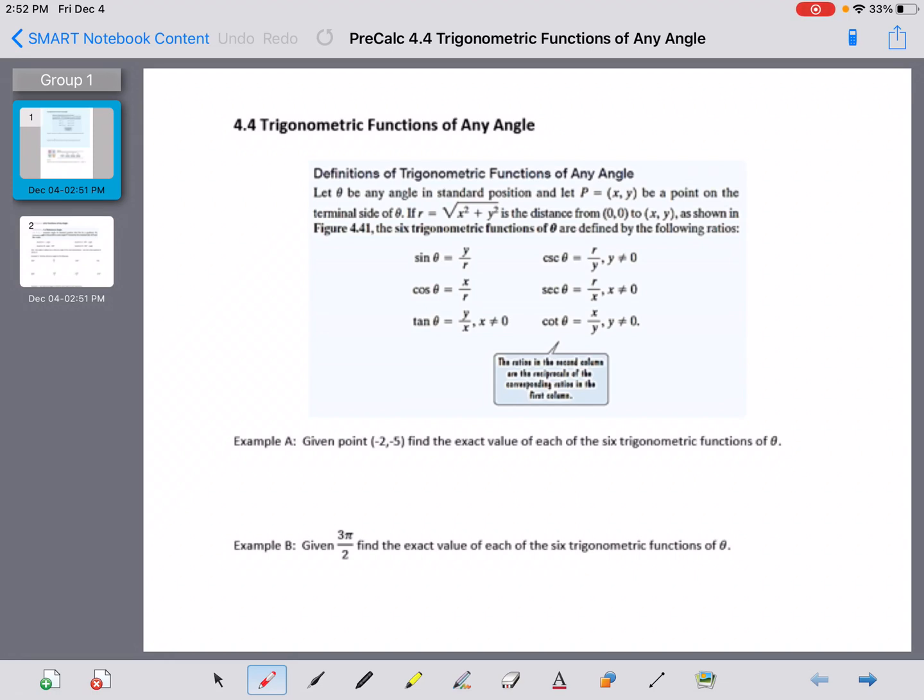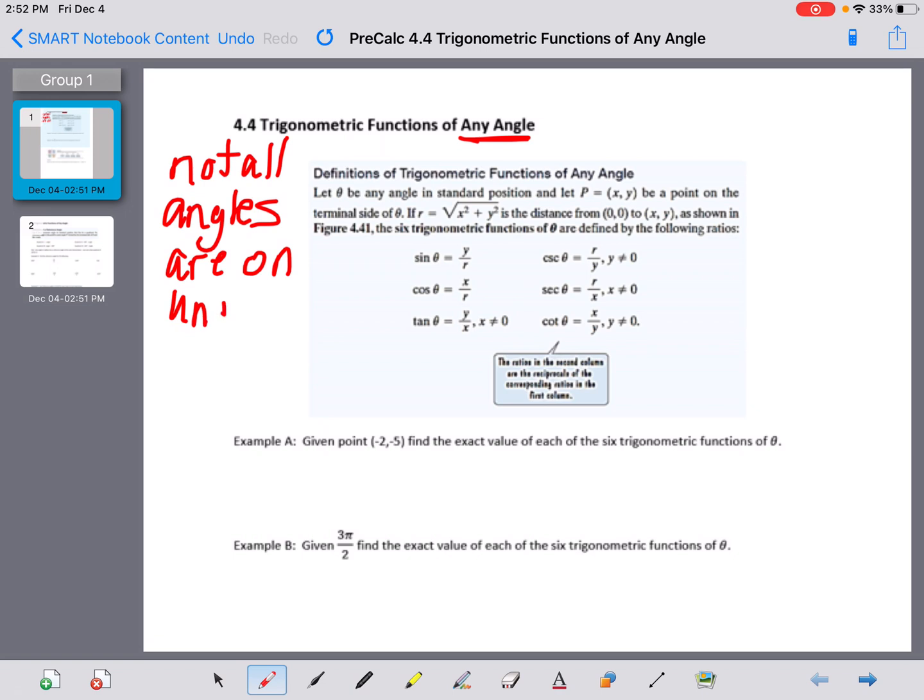We're on 4.4, trigonometric functions of any angle. And I can't stress enough, when it says any angle, we need to remember this. What I'm saying there is not all angles are on a unit circle. Okay, that's where this is going to change some. So not all angles are on the unit circle. Keep that in mind because that's going to be huge in what we need to do here.